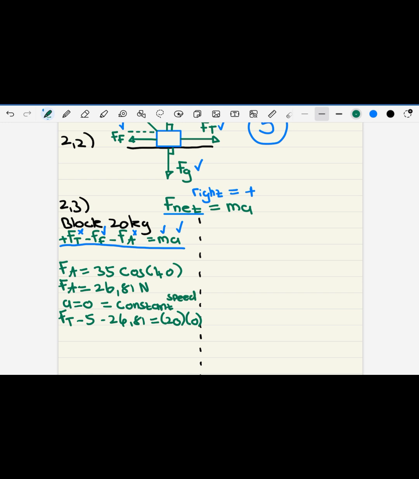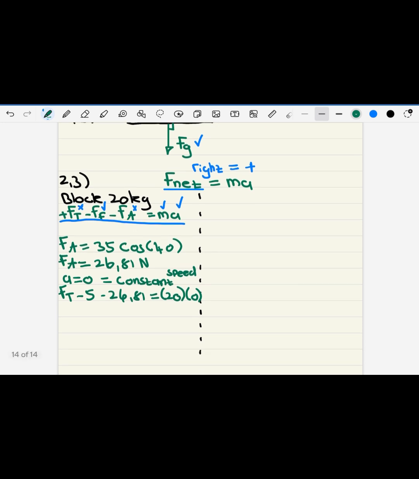Okay, that is why we know A is equal to 0. So now, if I just simply go and rearrange this equation, what do I get? I get that Ft is equal to 31.81 newtons. Okay, and I'm going to label this as equation 1.